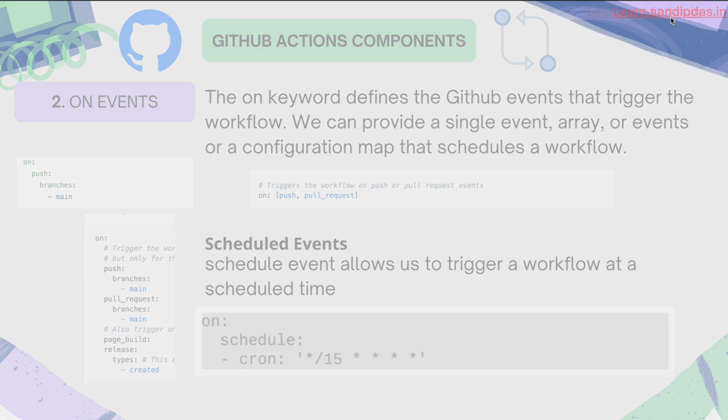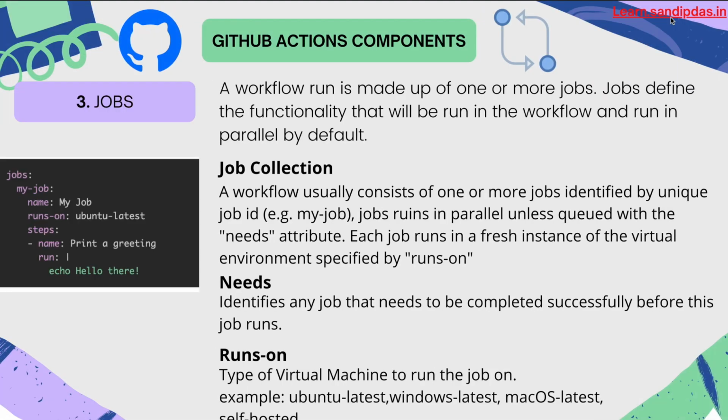Okay. The third one is the jobs. A workflow run is made up of one or more jobs. Jobs define the functionality that will be run in the workflow and run in parallel by default. Now, what is a job collection? A workflow usually consists of one or more jobs identified by a unique job ID. For example, you can see in the left image where I'm defining the job and saying the job ID is my_job, right? So this is the ID, that is my_job.